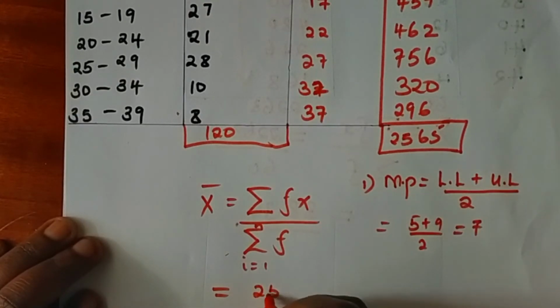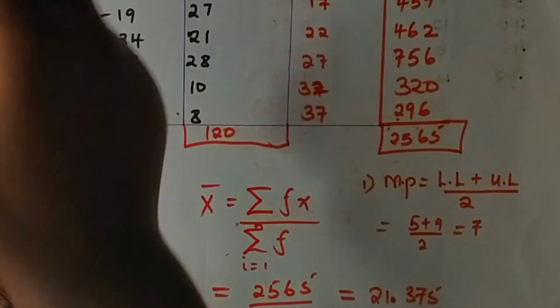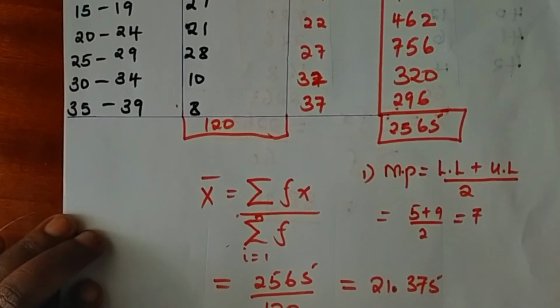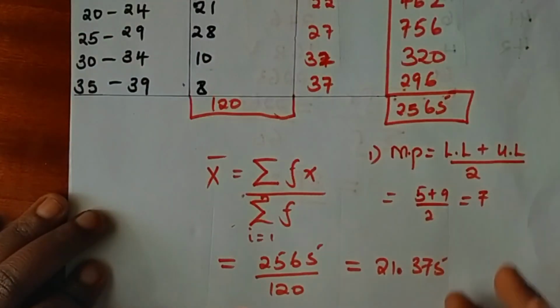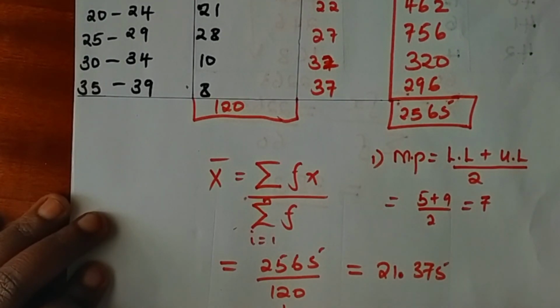So this is 2565 divided by 120, to obtain a mean value of approximately 21.375. And remember, our profits were in thousands of dollars. So the average profit per shop, if this was a franchise, would be $21,375. Thank you for watching.